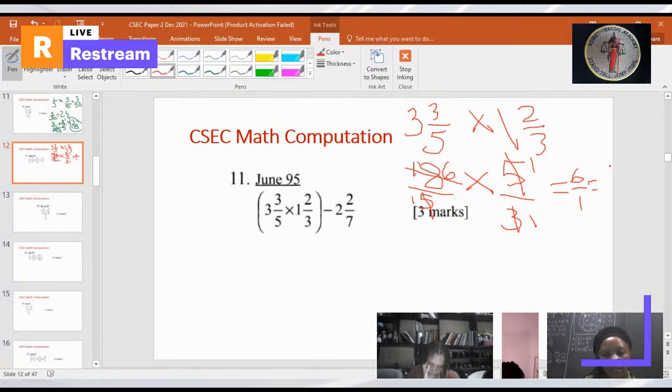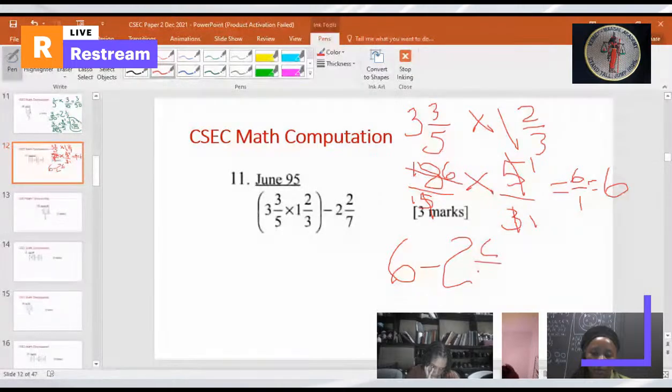But we're not done yet, right? No. We need to subtract this from it. All right, so we write back the 6 that we got from this. So that's 6 minus 2 and 2 over 7. We don't have any fraction part, so you take 1 out of the 6, which leaves 5. Then you put the full fraction with this denominator, so it's 7 over 7.